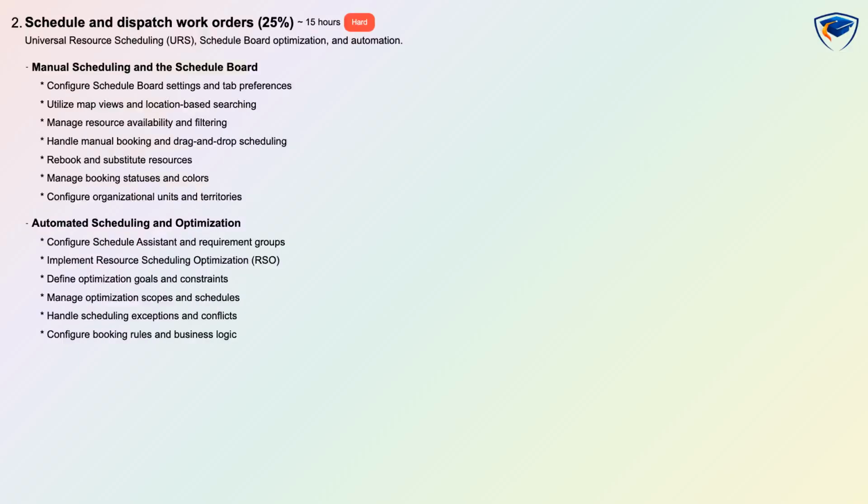Schedule and dispatch work orders is another 25% and is graded hard with about 15 hours of estimated study and scenario-based assessment. The domain concentrates on universal resource scheduling, optimizing the schedule board, and automation with resource scheduling optimization.